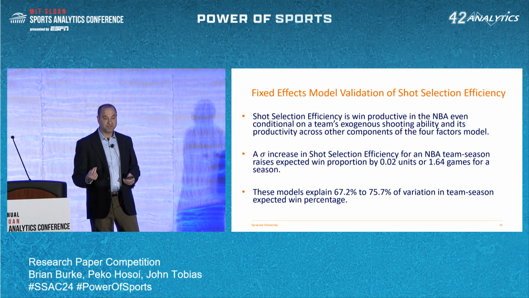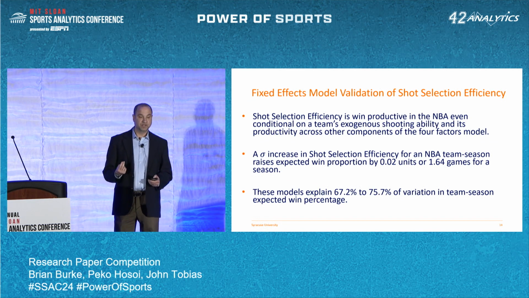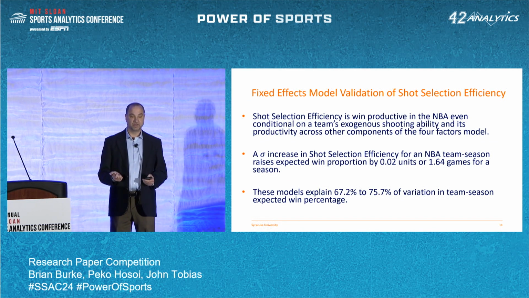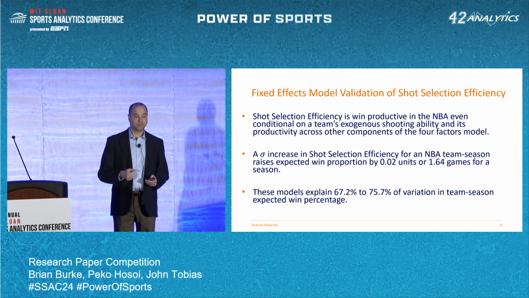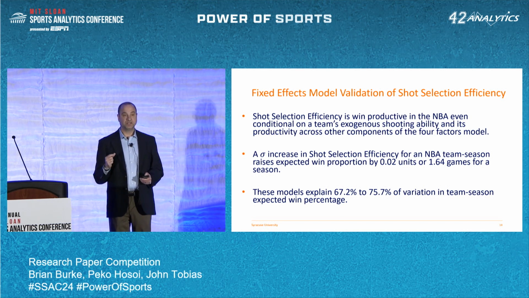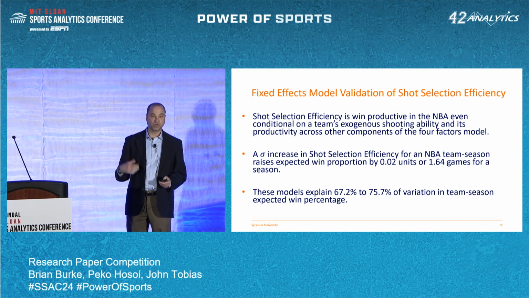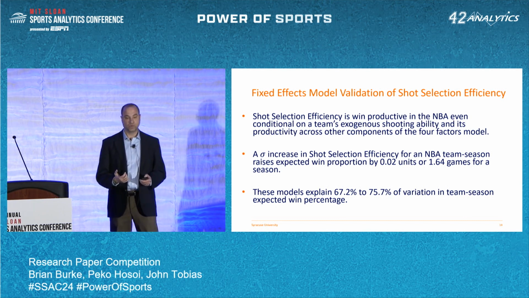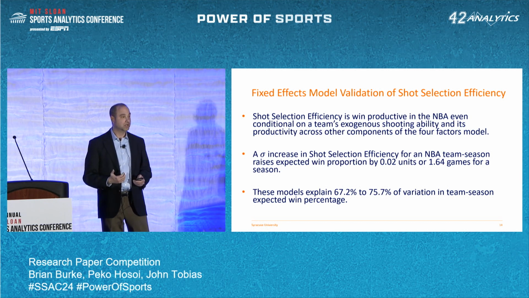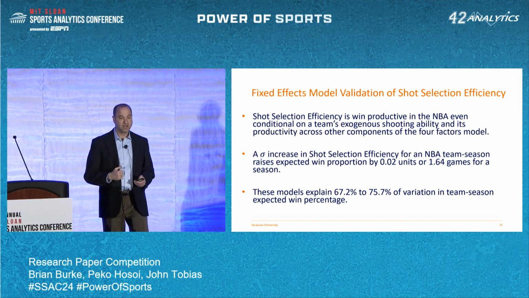Shot selection efficiency is win productive in the NBA, even conditional on a team's exogenous shooting ability and its productivity across other components of the four factors model. A 1 standard deviation increase in shot selection efficiency will give a team in a season about an expected 1.64 wins during that season. So it's a pretty substantial effect.